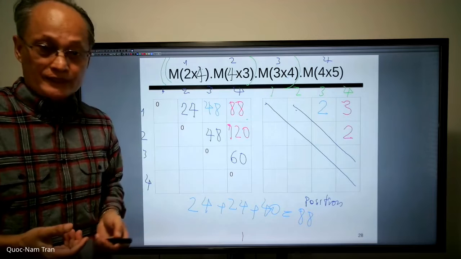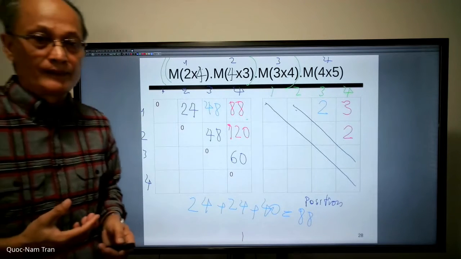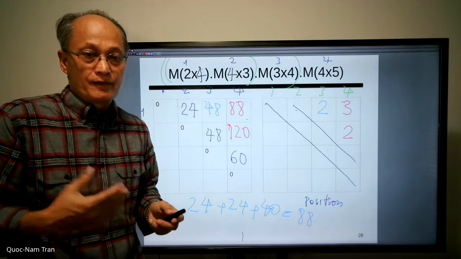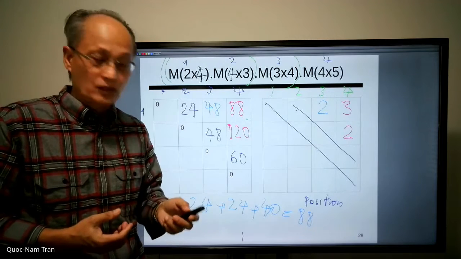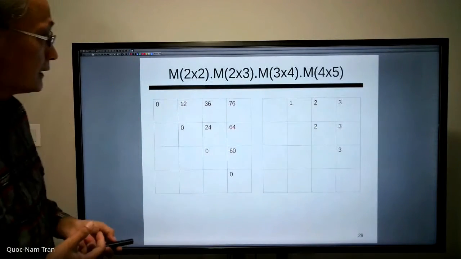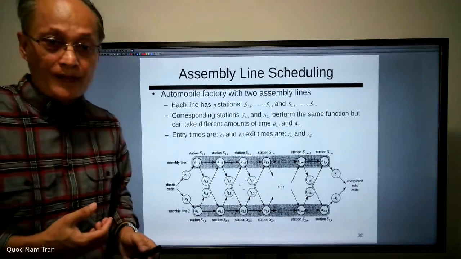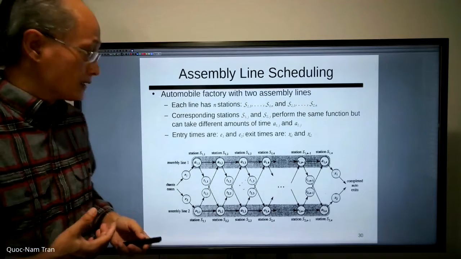a sequence of matrices. So the next problem we try to solve is related to a real-world application for assembling cars or automobiles, right? I introduced this one before, but today we will try to design the algorithm and solve it.